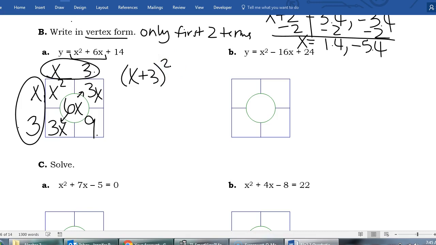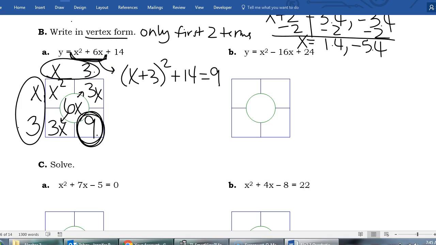Now all I've done is replace this with my x plus 3 squared. So my plus 14 is still there. But I also pulled this 9 out of nowhere. So I also need to make this equal to 9 to balance it out. Because by changing this to this, I added a factor of 9. So I'm going to balance my equation by putting a factor of 9 on the other side.